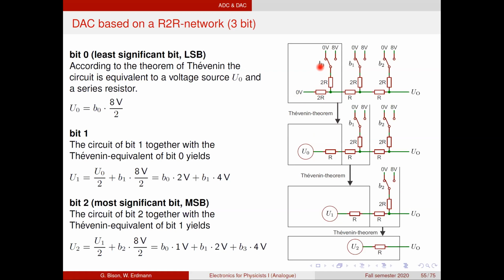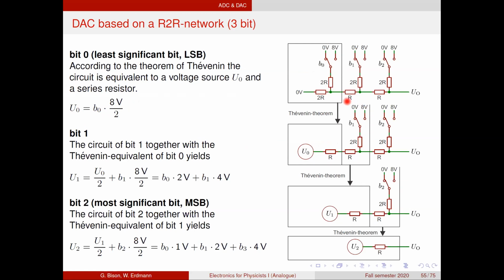If we connect this now to 8 volts, then we have 2 equal resistors, 1 to ground. So this means we halve the 8 volts and get here 4 volts. So the output voltage has to be whatever the bit value is, 1 or 0, times 8 volts divided by 2, so times 4 volts. So we know that we can replace all that with a voltage source that has, depending on bit 0, either 0 volts or 4 volts, and a resistor that must be of value R.